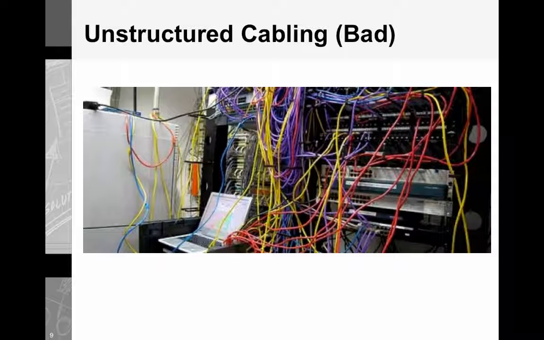Okay, so now let's talk about cabling. This is an example of bad cabling. You have no idea from which switch to which computer the cables are going. You have these colored cables going on. I'm sure there is some kind of a method to this madness here, but it's pretty messy. This is an example of bad cabling. You don't want to be doing this. This is what we call unstructured cabling.